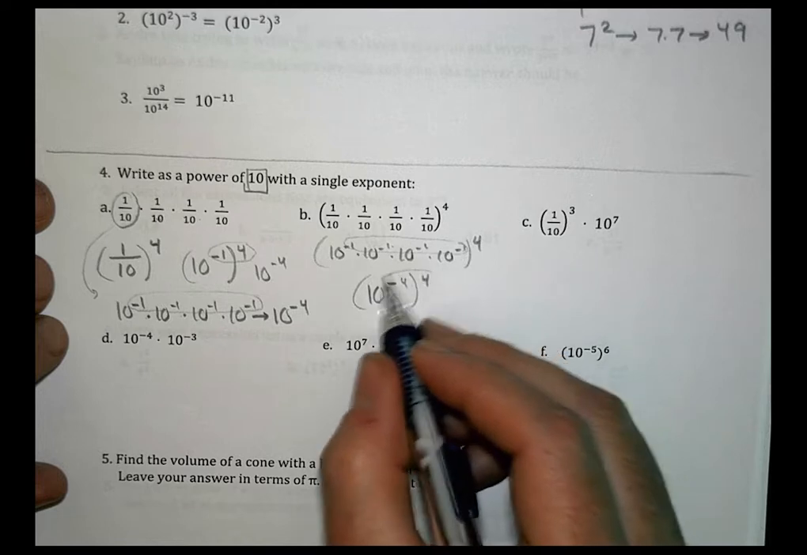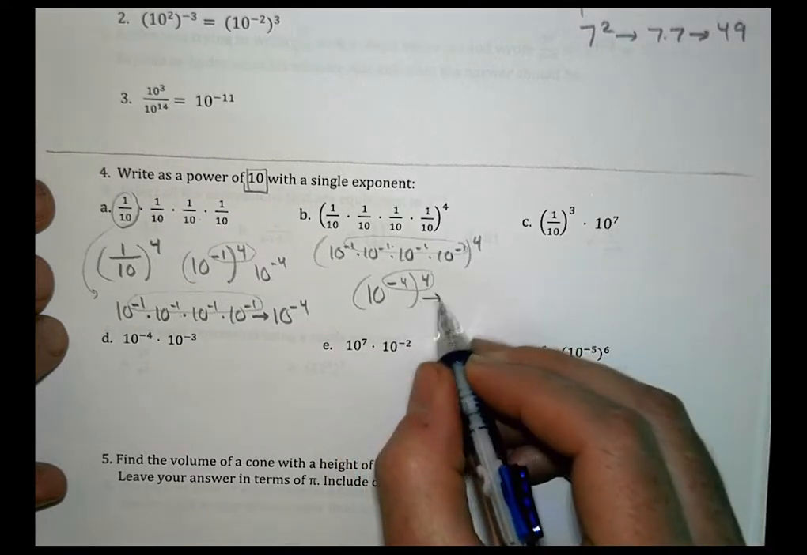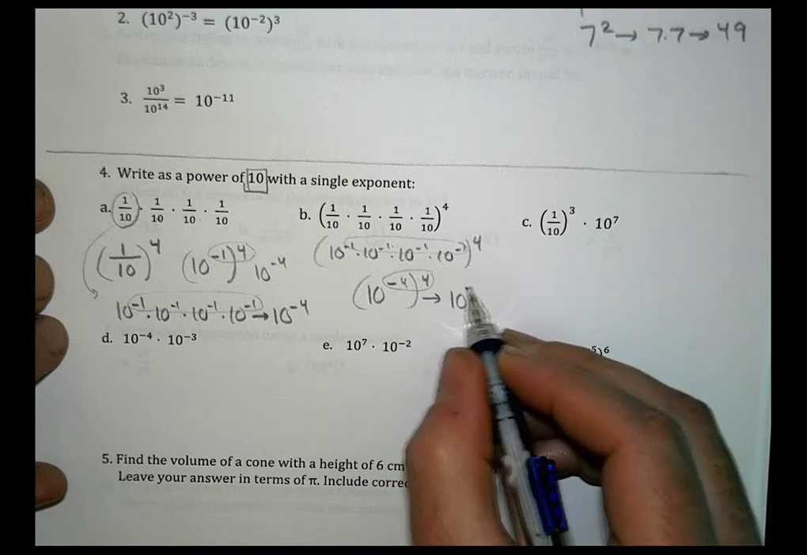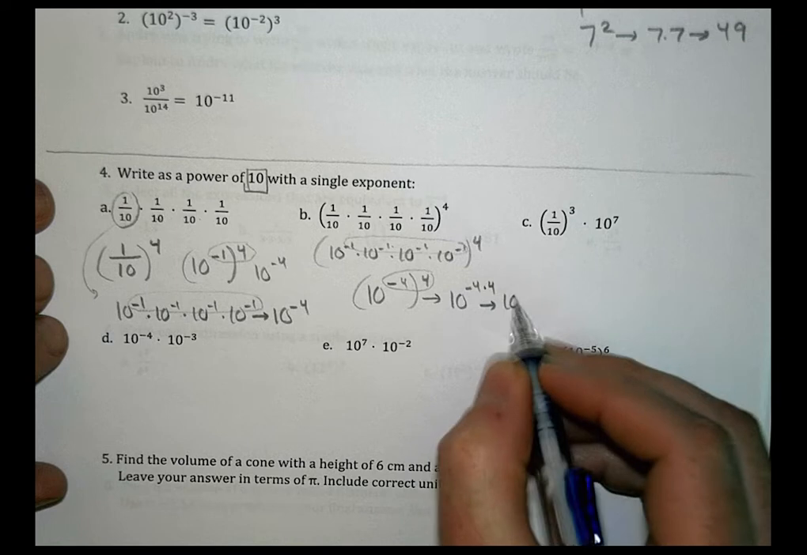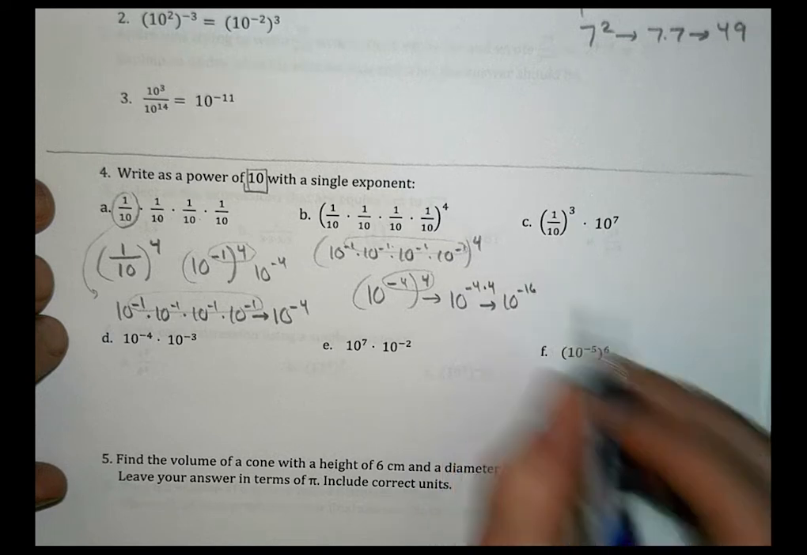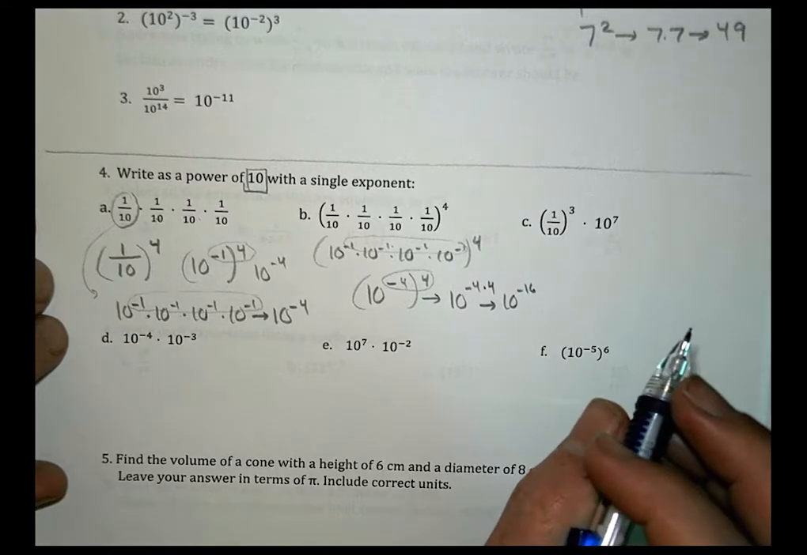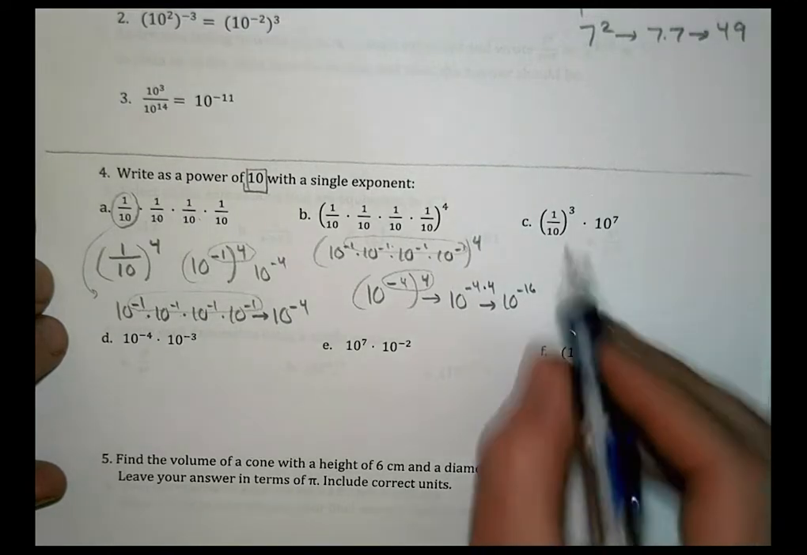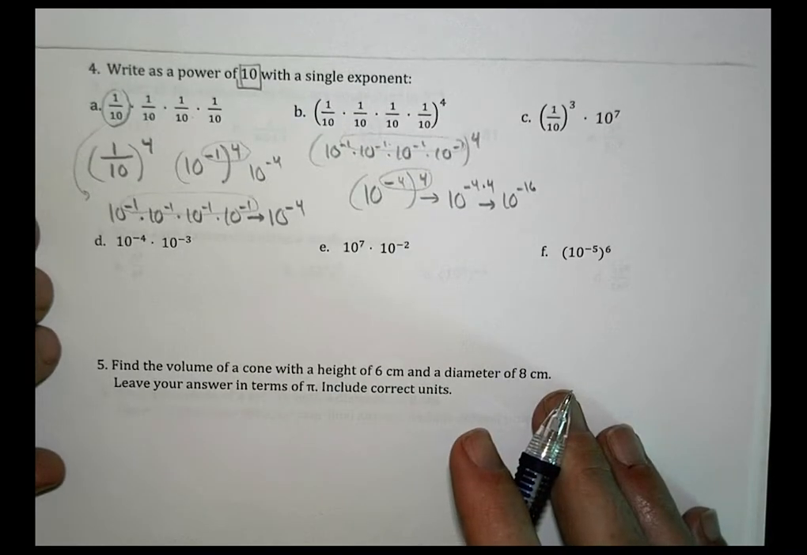And what do I do when I take an exponent and raise it to another power? I multiply. So that becomes 10 to the negative 4 times 4, which is 10 to the negative 16th power. That's the idea. Okay, I'll let you do C, I'm going to let you do D. Let me take a look at E with you real quick.